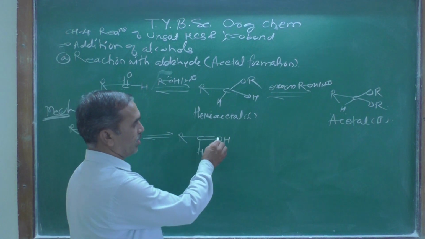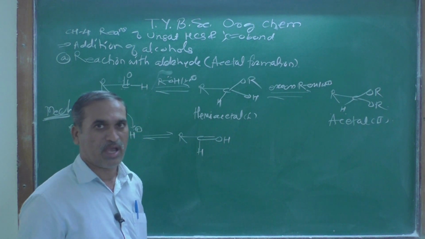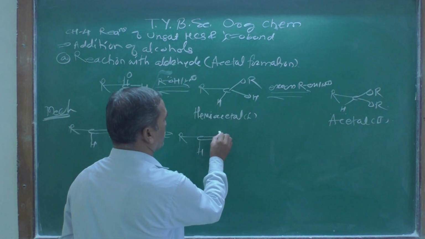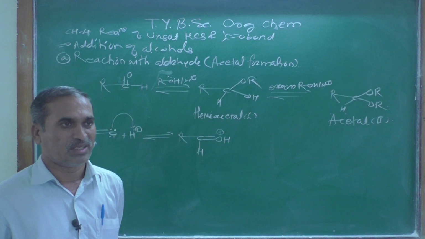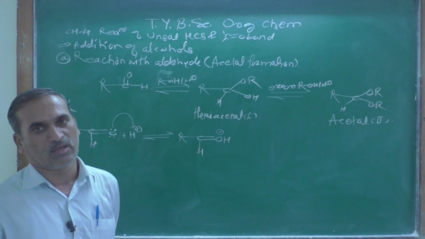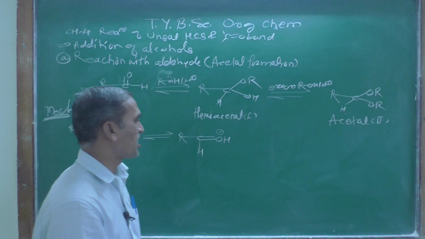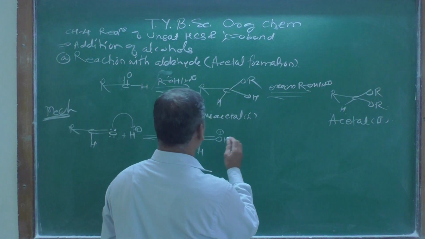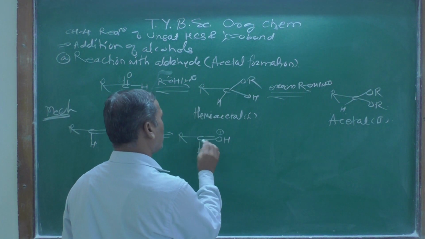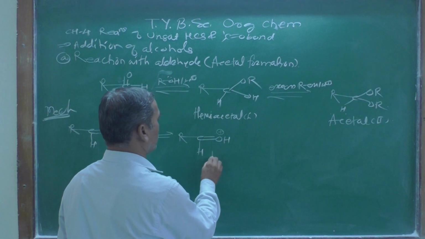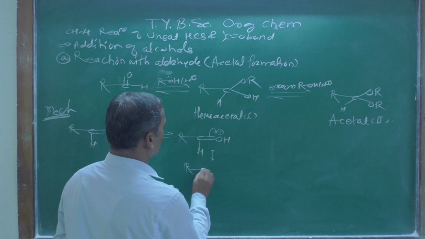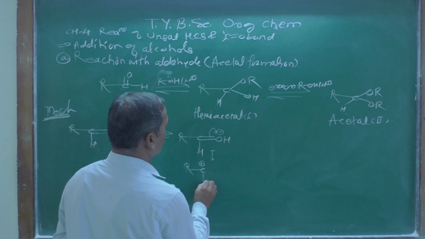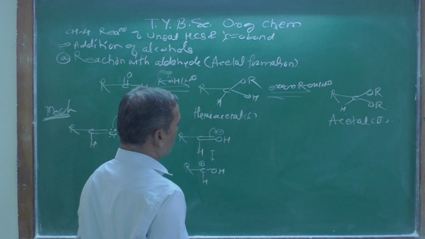Now look at this structure carefully. What do you see over here? The oxygen atom has three bonds, and therefore a positive charge comes on it. When a positive charge comes on a more electronegative element, that species becomes highly unstable, and it can resonate like this. So in this way you can write R C, then a positive charge over here, O H.